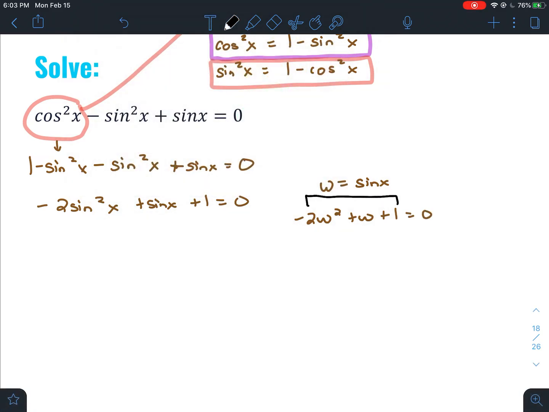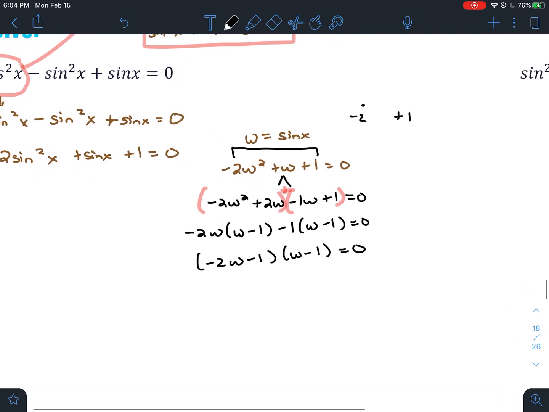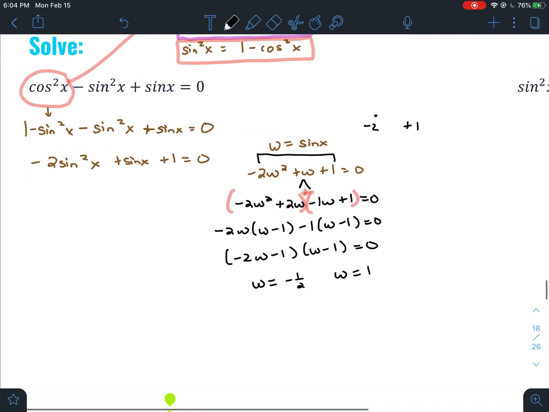And then I can factor by grouping. So I need to be able to multiply to negative 2 and add to 1. So this would be positive 2 and negative 1. So I have positive 2w minus 1w, then plus w, and then minus 2w squared equals 0. And then we can factor by grouping. Group the first two, group the second two, plus sign in the middle. I'm going to factor out a negative 2w, and I have w minus 1. And then I'm going to factor out a negative 1, and I would have w minus 1. So I have negative 2w minus 1 times w minus 1 equals 0. And then if I solve both of these, I've got w equals negative 1/2 or w equals 1.